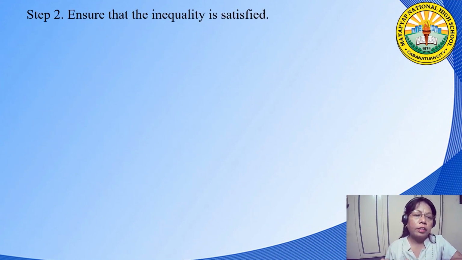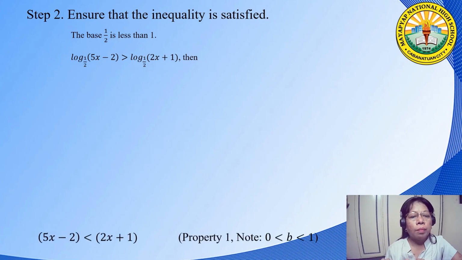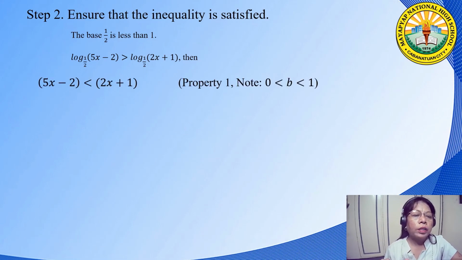Ensure that the inequality is satisfied. The base 1/2 is less than 1. So we have logarithm of quantity 5x minus 2 to the base 1/2 greater than logarithm of quantity 2x plus 1 to the base 1/2. Then you are going to reverse the direction of the inequality because the base 1/2 is less than 1. So we have quantity 5x minus 2 less than quantity 2x plus 1.